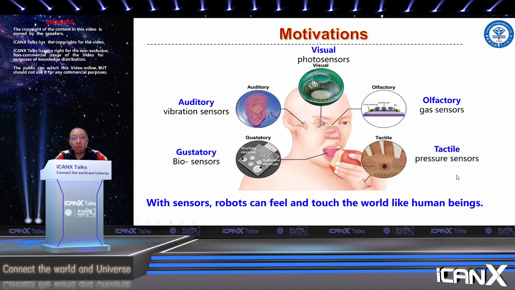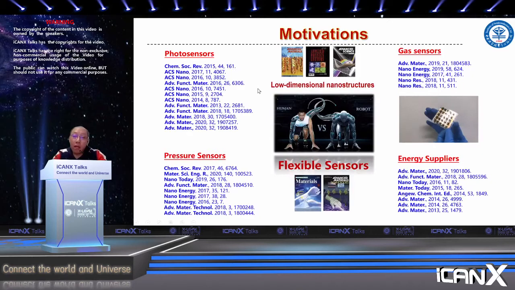This slide shows what we do in my group. We focus on low-dimensional nanostructures, and with these low-dimensional nanostructures, we can design different kinds of flexible sensors. In my group, we mainly focus on three kinds of sensors. The first one is photo sensors, the second one is pressure sensors, and the third one is gas sensors. Besides these sensors, we also design some flexible energy supplies.